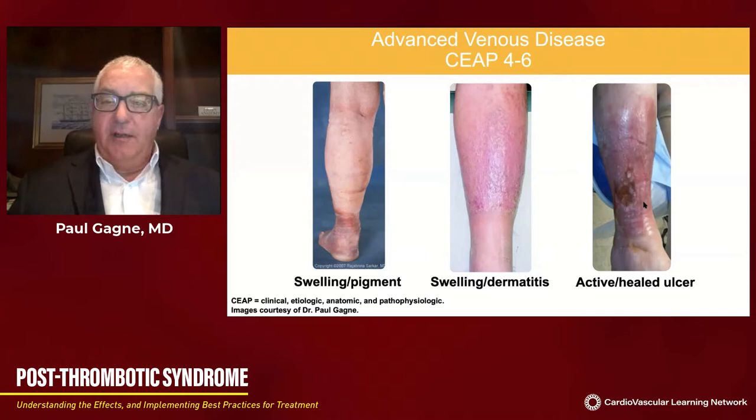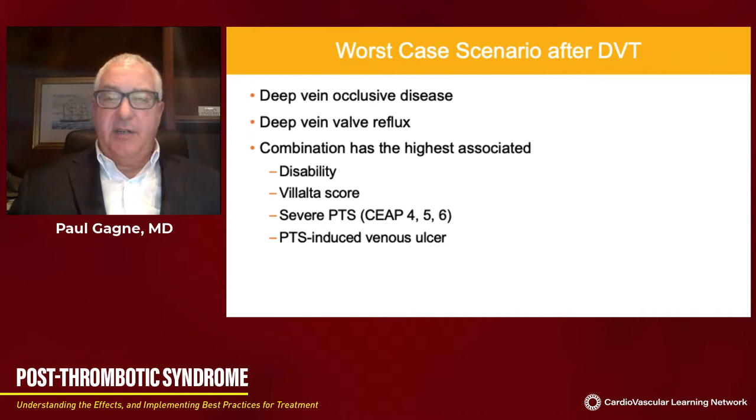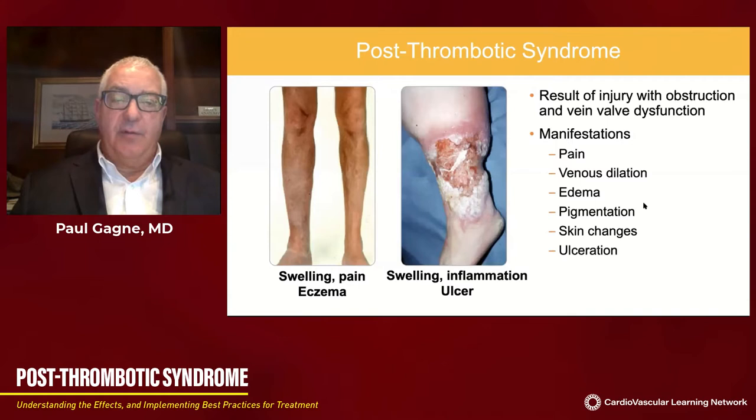Now, the worst case scenario after an acute DVT is the patient who has both deep vein occlusive disease and deep vein valve reflux. This combination has the highest associated disability, Villalta scores, severe post-thrombotic syndrome, and PTS-induced venous ulceration. And these are some forms of what post-thrombotic syndrome can progress to.